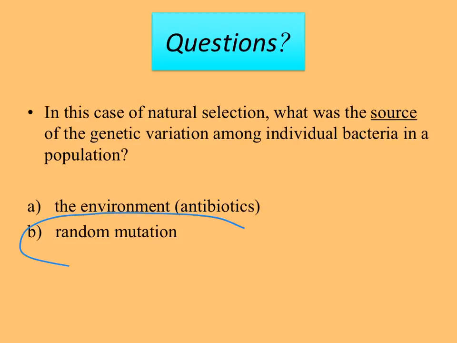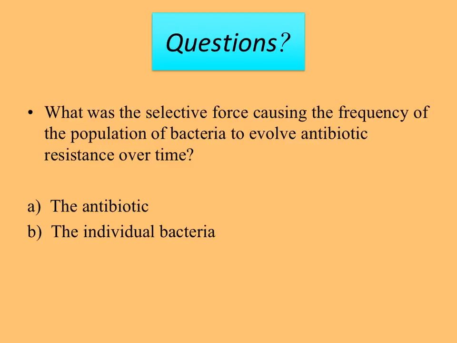Let's see, random mutation. What was the selective force causing the frequency of the population of bacteria to evolve antibiotic resistance? The antibiotic or the individual bacteria? A or B? How did the environment change? Antibiotic was added to the environment.